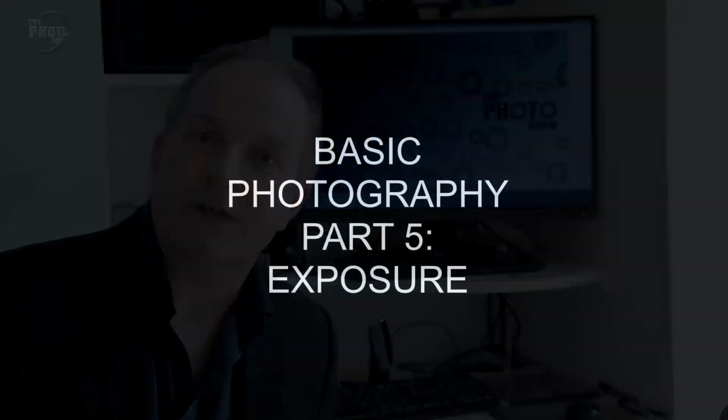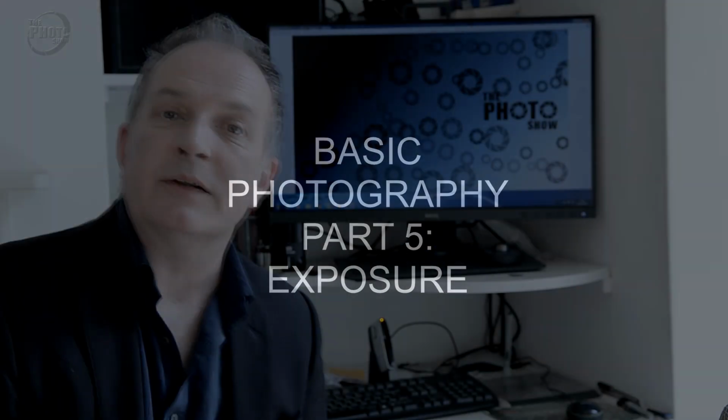In today's episode, we're doing the fifth part of our basic photography course. Now, in the previous episodes up to now, we've been looking at the parts of the exposure triangle. We've been looking at shutter speed, aperture and ISO, and explaining how each of those work to control the light that reaches the sensor in your camera.